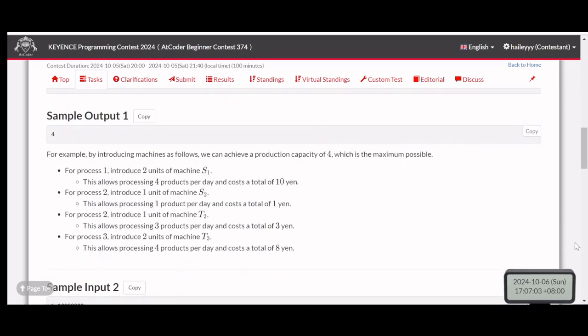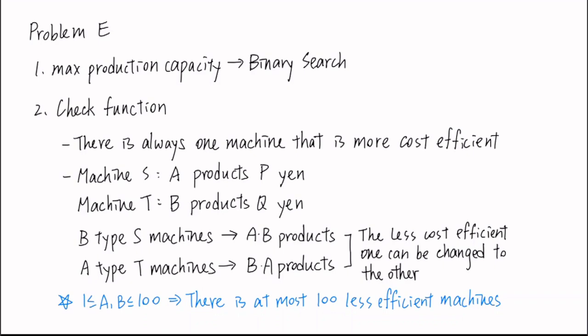So let's look at the algorithm for this problem. The problem asks us for the maximum production capacity. And when we see questions like this that ask for the maximum or minimum, we can think of binary search. So for this problem, we can do binary search on the maximum production capacity W.